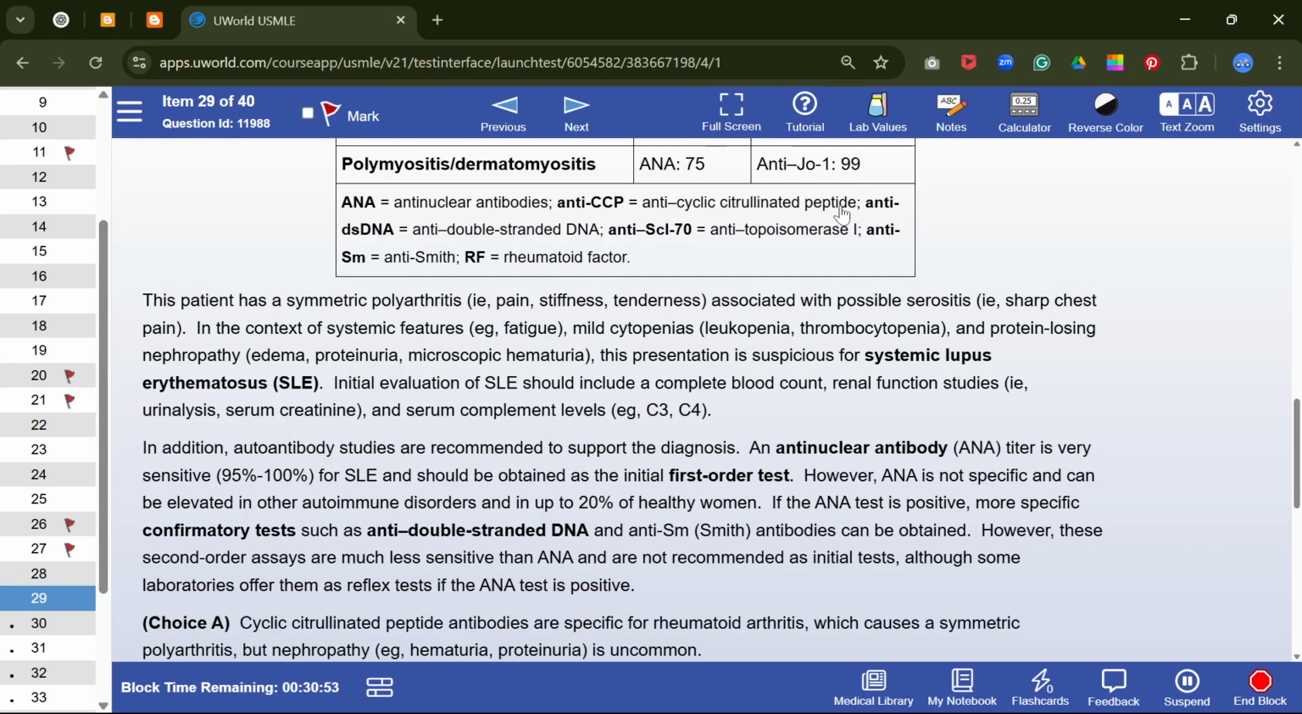If the ANA test is positive, more specific confirmatory tests such as anti-double stranded DNA and anti-Smith antibody can be obtained. However, some labs offer them as reflex tests if the ANA test is positive. Okay.